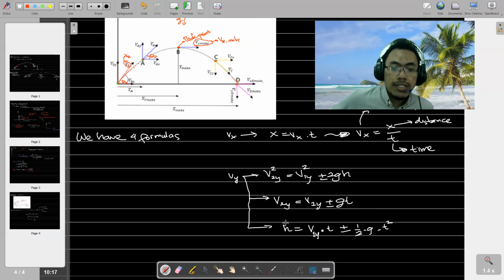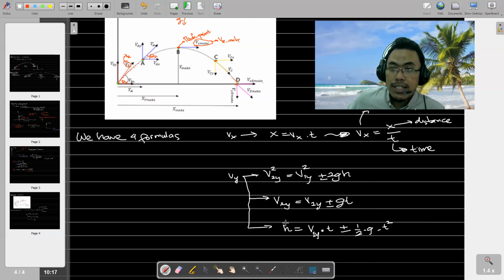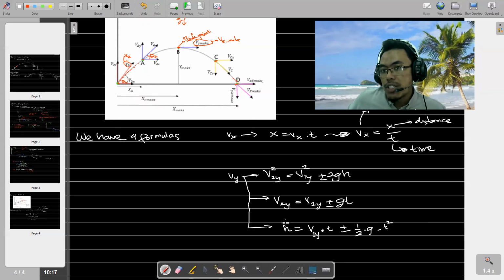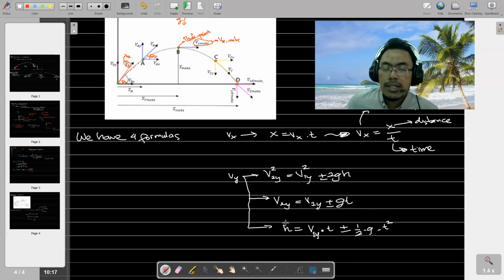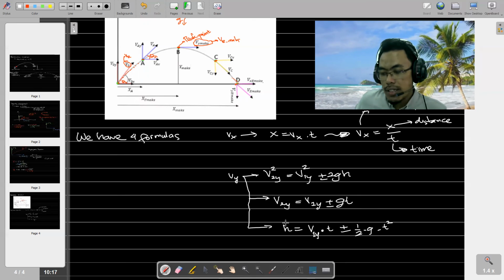And as you can see, there are 4 kinds. So we have to be wise in choosing the most appropriate formula to be applied in the problem.